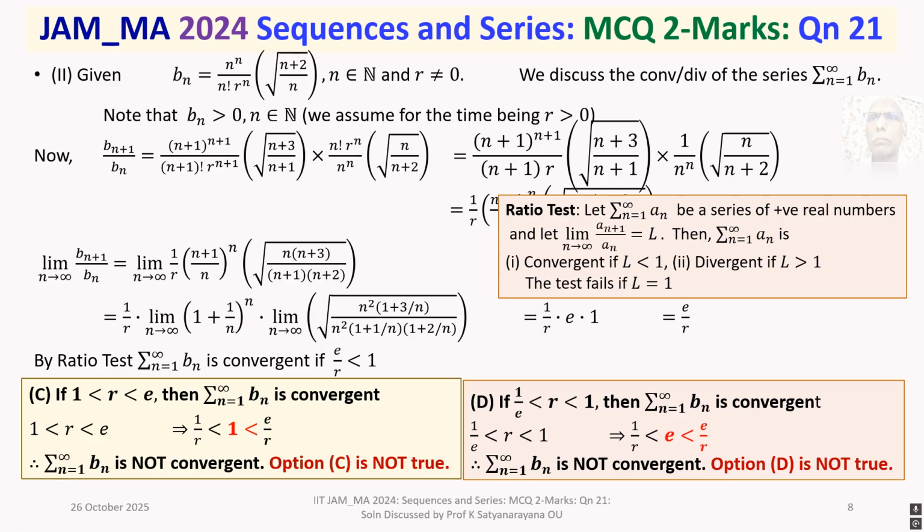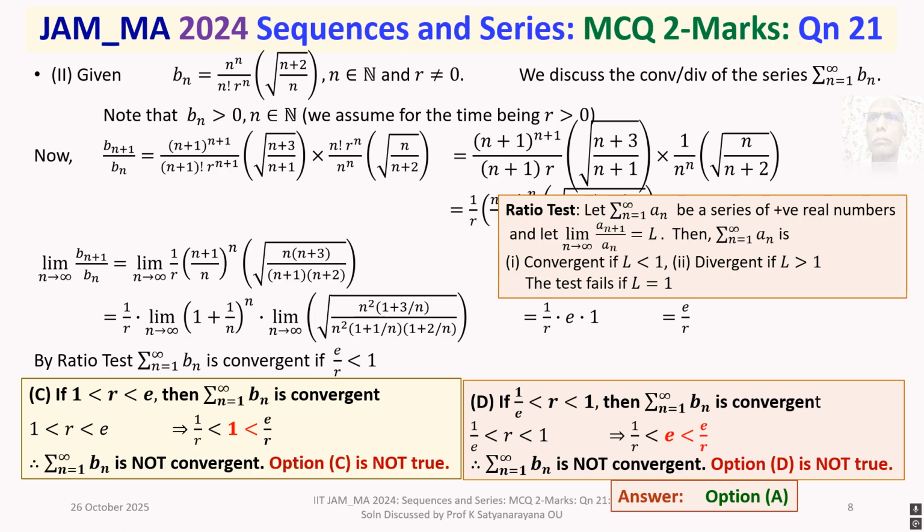Combining all the options, the answer to this question is option A. That is the detailed discussion of the solution of this problem. And the problem is based on two tests. One is Cauchy's nth root test, and the second one is D'Alembert's ratio test.